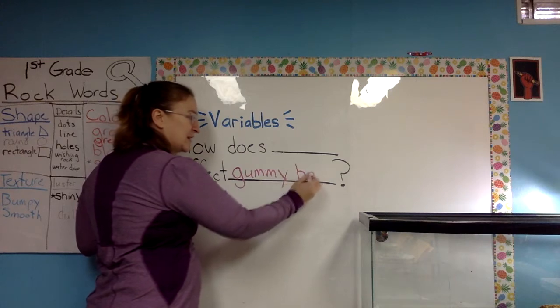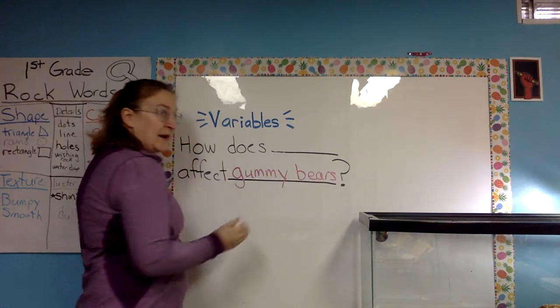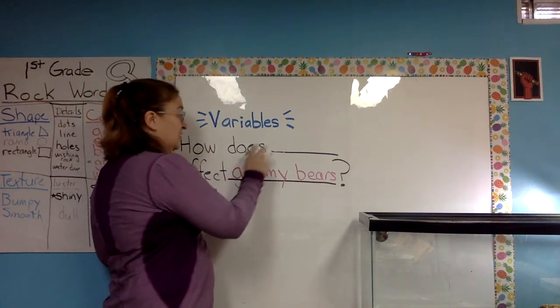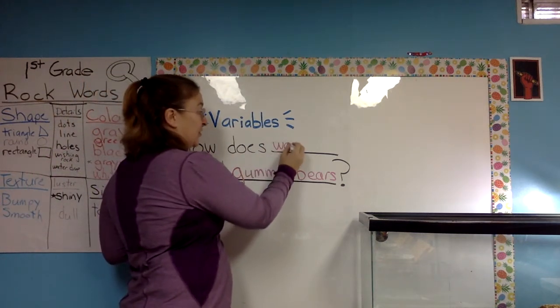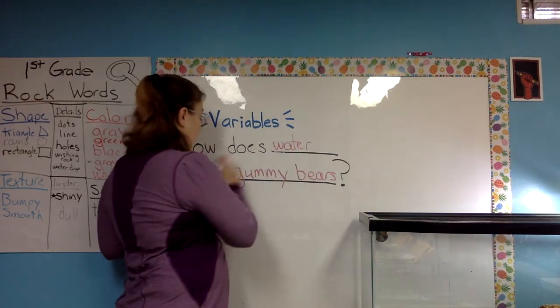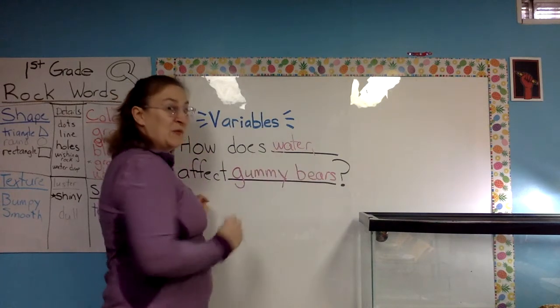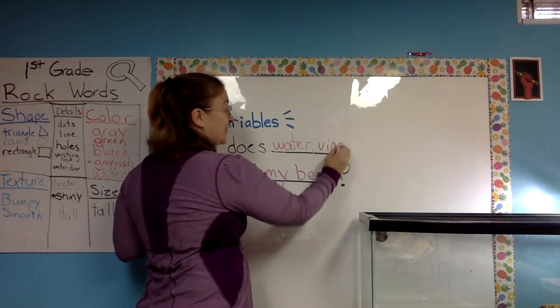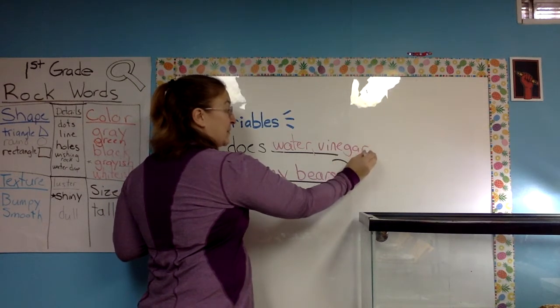Do you remember what we tested on them? That's right, it got really big in water overnight. So one thing we tested is how water, a variable for our gummy bears, affects gummy bears. Another thing we tested was vinegar, and my basement was stinky. How does vinegar affect gummy bears?